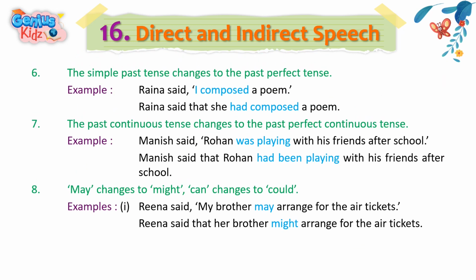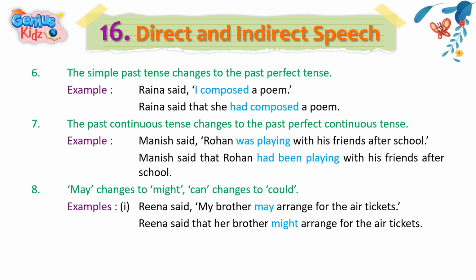6. The simple past tense changes to the past perfect tense. Example, Raina said, "I composed a poem." Raina said that she had composed a poem. 7. The past continuous tense changes to the past perfect continuous tense. Example, Manish said, "Rohan was playing with his friends after school." Manish said that Rohan had been playing with his friends after school.